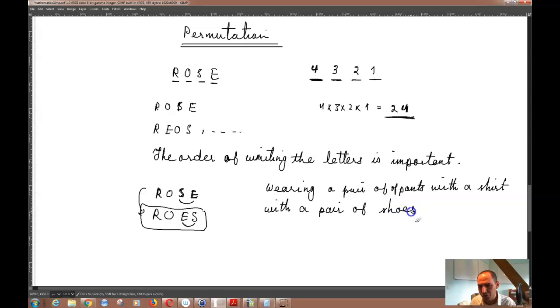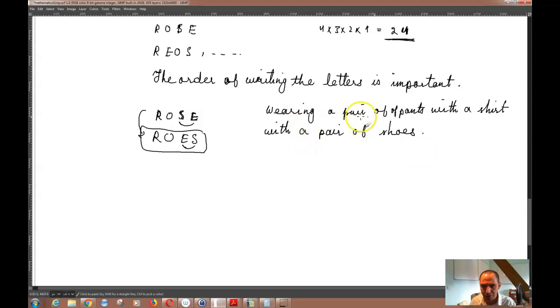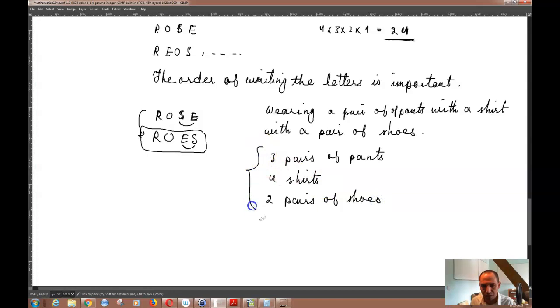With a pair of shoes. And suppose that, for example, in this situation you had 3 pairs of pants, 4 shirts, and 2 pairs of shoes, and suppose that you wanted to mix and match.